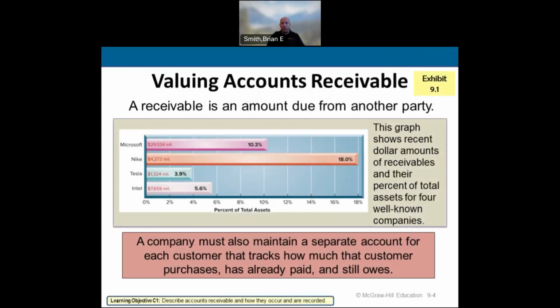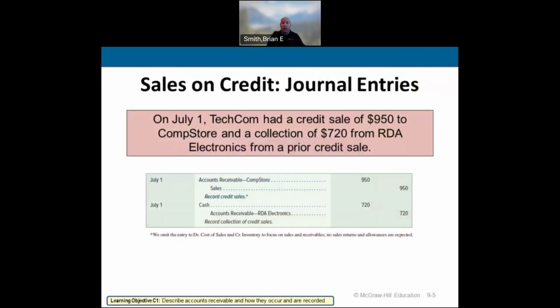All right, so basically a receivable is something that is due to someone else, owed to someone because they've provided some kind of service or whatever. In this situation, you can see here Nike has a whole lot of receivables that are due from another company, as opposed to comparing Tesla, Intel, and Microsoft. A company needs to make sure that they're tracking each of their customers and knowing exactly who owes them what and why and how much.